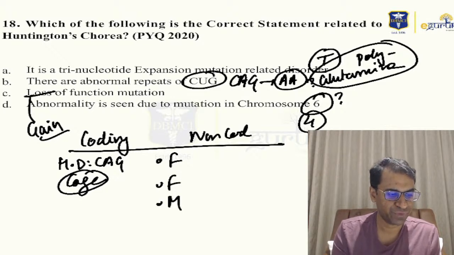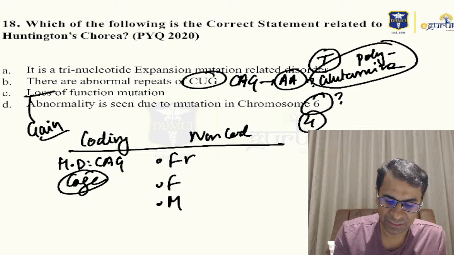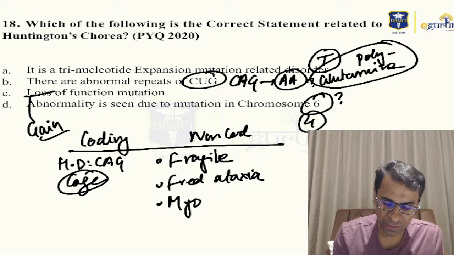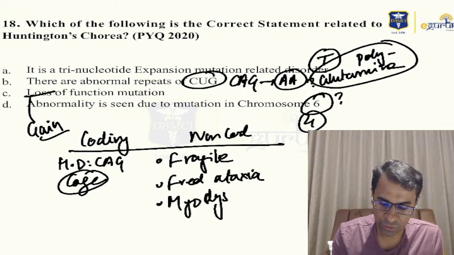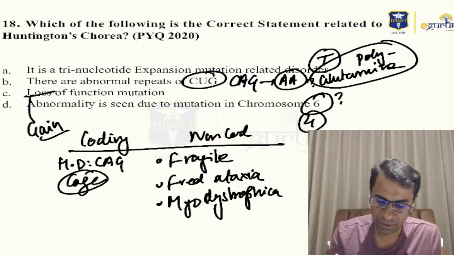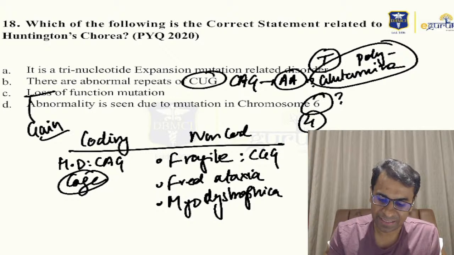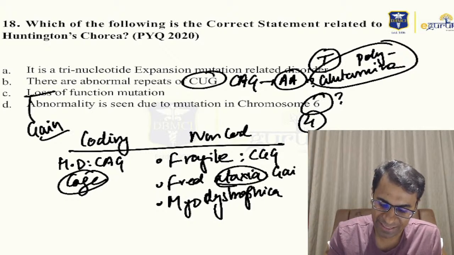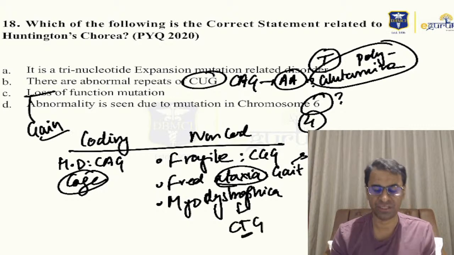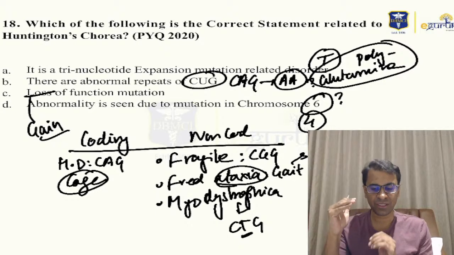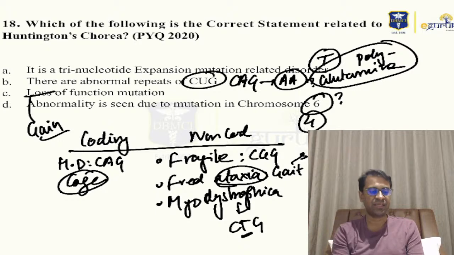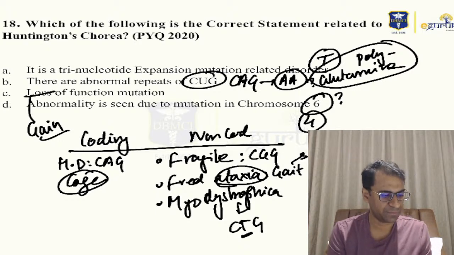F and M. Okay? What is F? Fragile X syndrome. Next F is Friedreich's ataxia. And what is M? Myotonic dystrophy. In Fragile X syndrome, remember, it is CGG. Ataxia is a gait problem, so GAA. And dystrophica is CTG, T for T. Simple, right? CTG, T for T, gait, so GAA, and Fragile X is CGG. And in Huntington, it is CAG repeat.